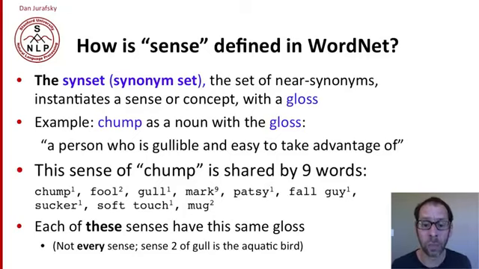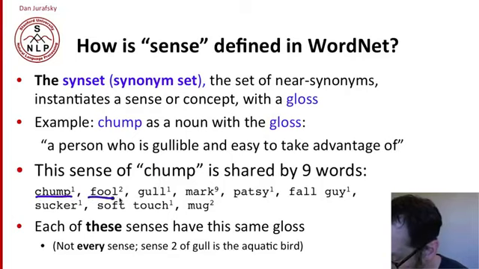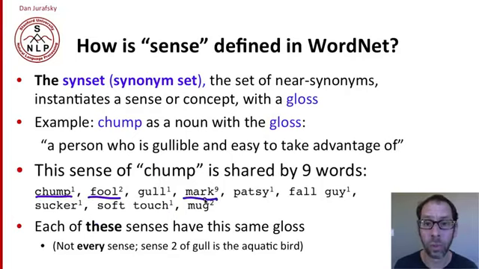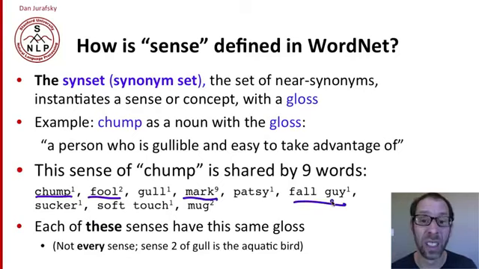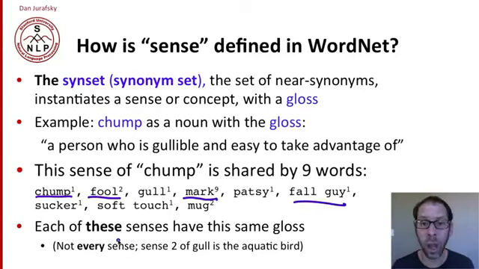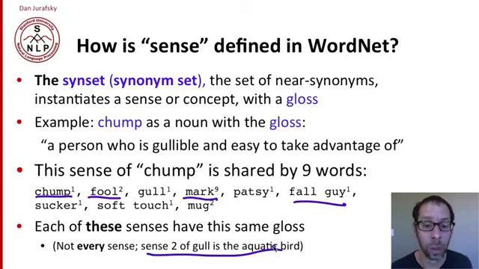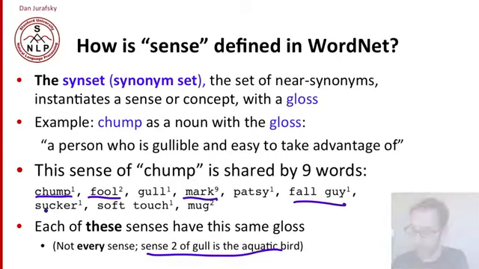And this sense of chump is shared by 9 words. So we have chump 1 and fool 2, so the second sense of fool, and the 9th sense of the word mark, and the first sense of the word fall guy, and so on. Each of these senses has this same gloss. Now, it's not every sense of those words. For example, gull has another sense, sense 2, which is a kind of aquatic bird. So a synset is a set of near synonyms, meaning particular senses of words that all have a similar meaning.